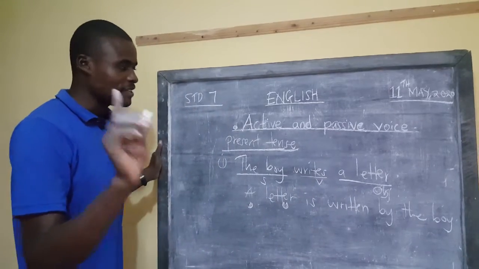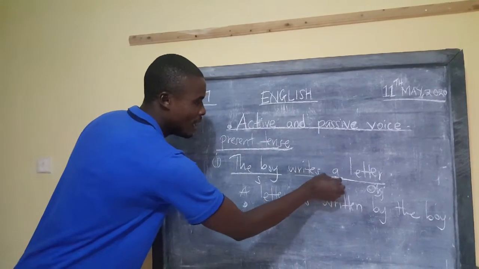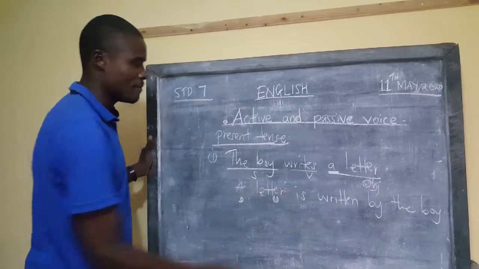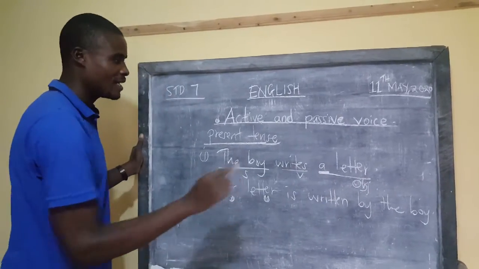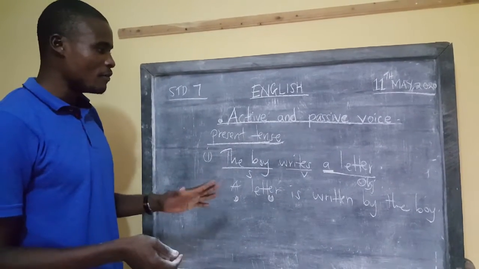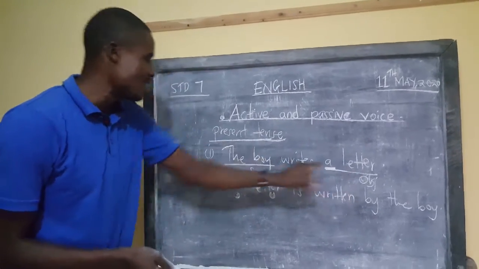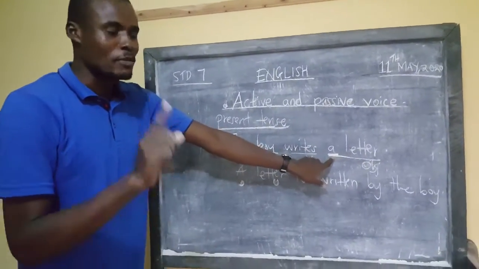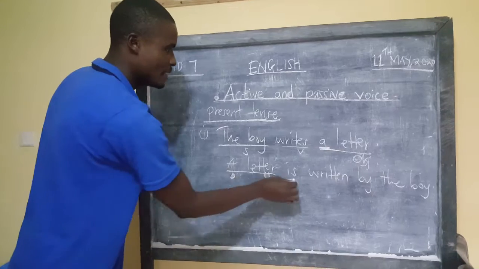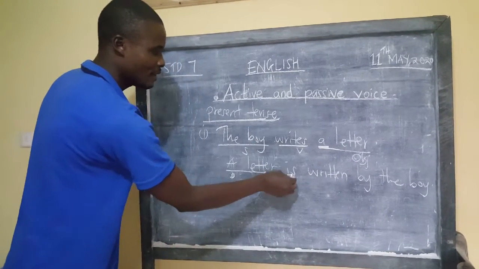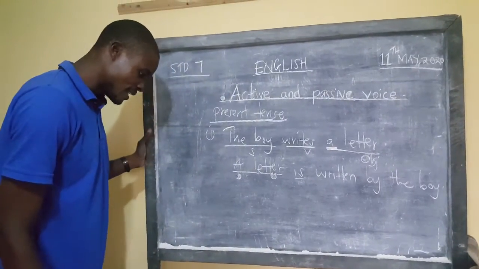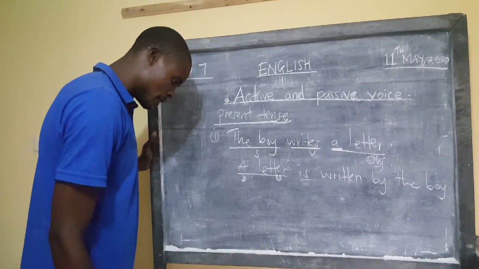And Lana, I'm emphasizing something here. We have the article a. The article a must be observed. You can't just say that letter is written by the boy. You must write that article, a letter, because you can get another one: the boy writes the letter. So you have to be very keen. Then you will say the letter is written by the boy. The article that is there must be observed. That's why you have begun: a letter is written. We'll maintain that because it is present simple tense, writes. A letter is written by the boy.